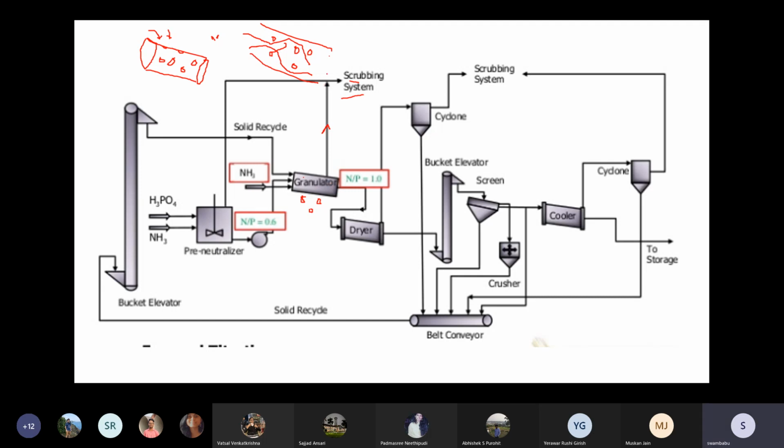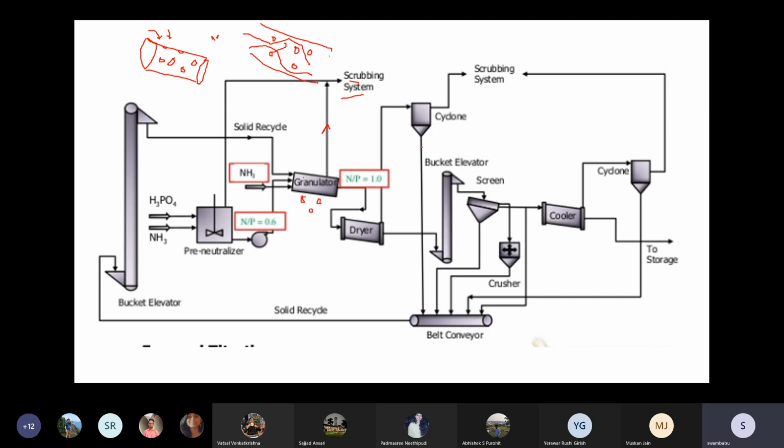Whatever unutilized ammonia is sent back to the pre-neutralizer. Because there could be fine particles of diammonium phosphate or monoammonium phosphate coming with the ammonia gas, they will scrub it. So these wet particles are introduced into the dryer.